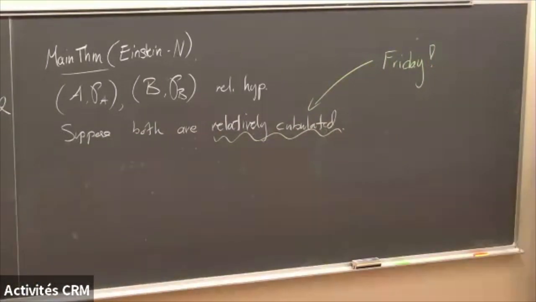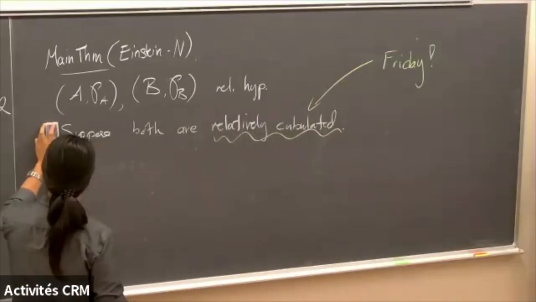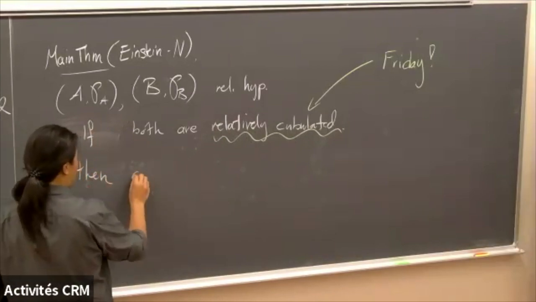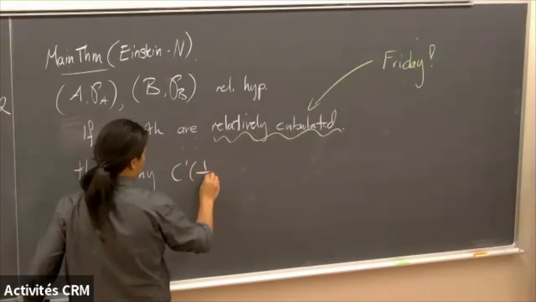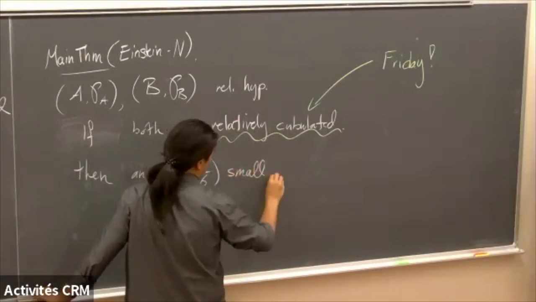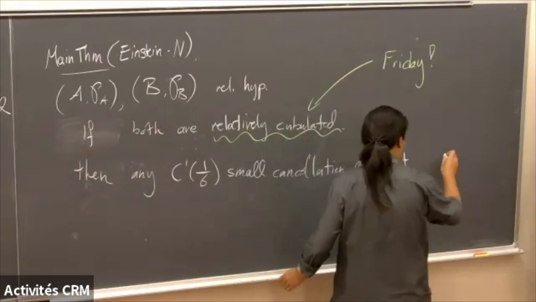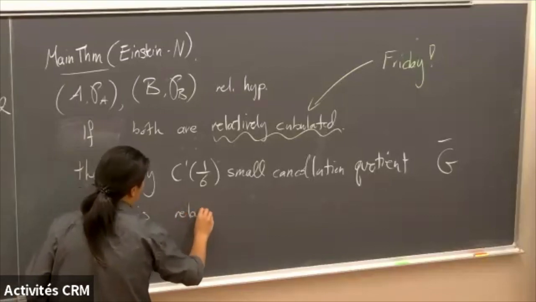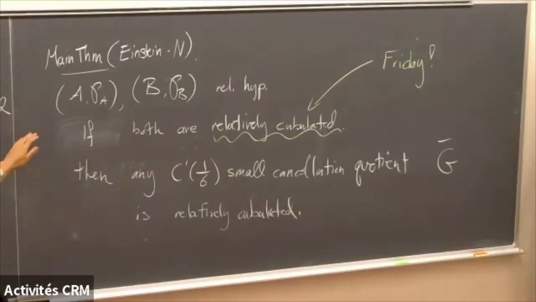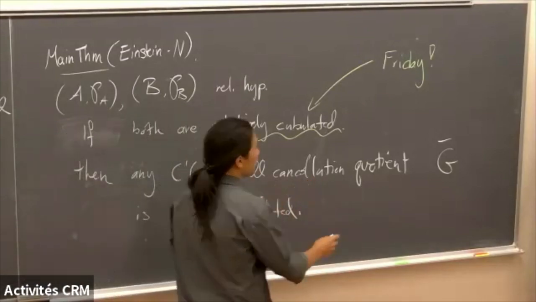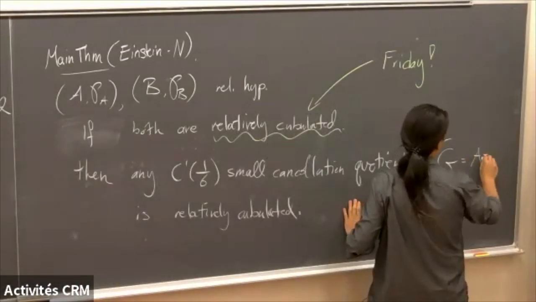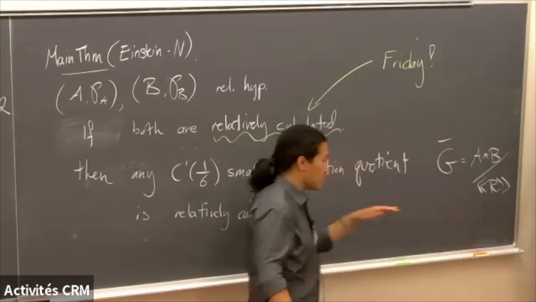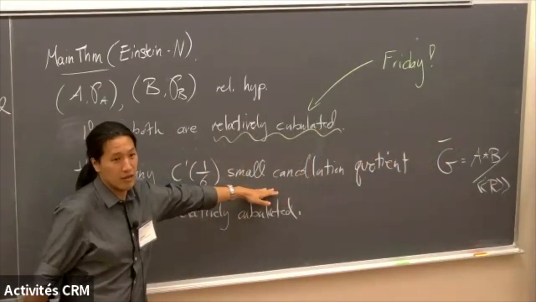Okay. I never know what to do. Logically, I prefer if it's if then, right? Then any C prime 1/6 small cancellation quotient, we'll give it a name G bar, is relatively cubulated. So that's right. This small cancellation quotient will be of the form A free product B quotient by some set of relations. And this set of relations will satisfy this small cancellation condition. Okay.